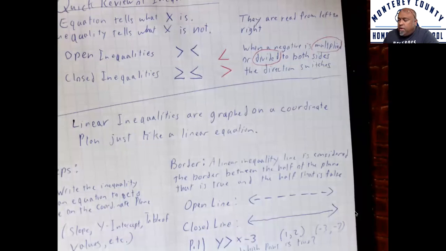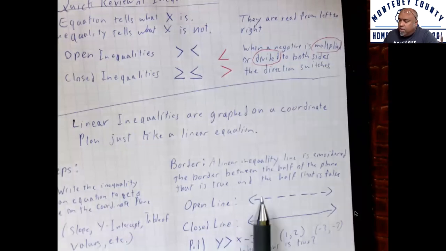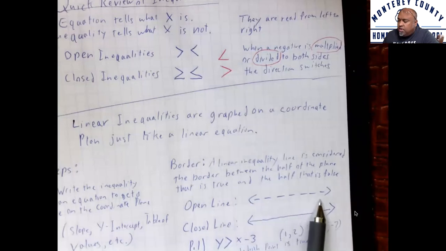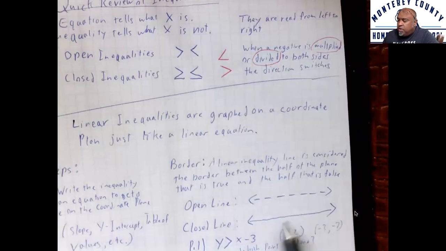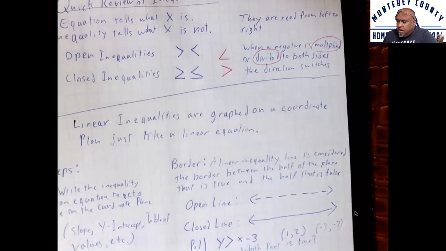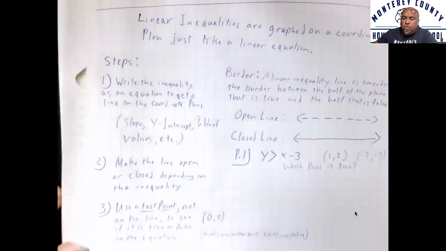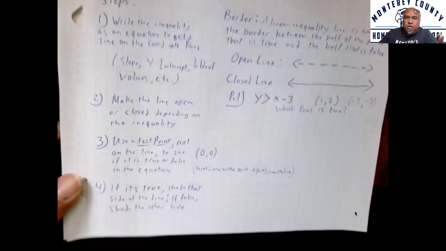Now, if you have an open inequality, you would have an open line or a dashed line here to show that your inequality is open. If it's a closed inequality, then of course you have a closed line, okay? Let me go over the steps and then we'll go ahead and do a couple of problems here.